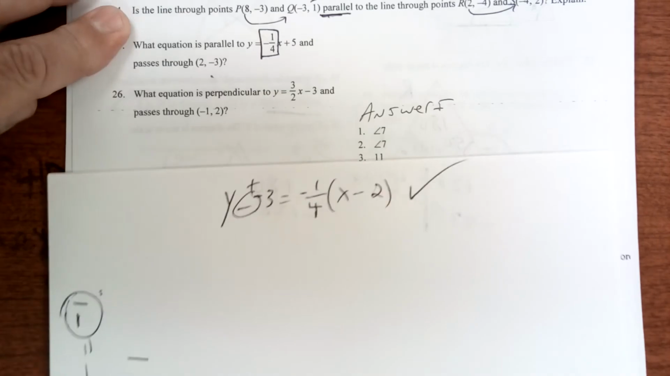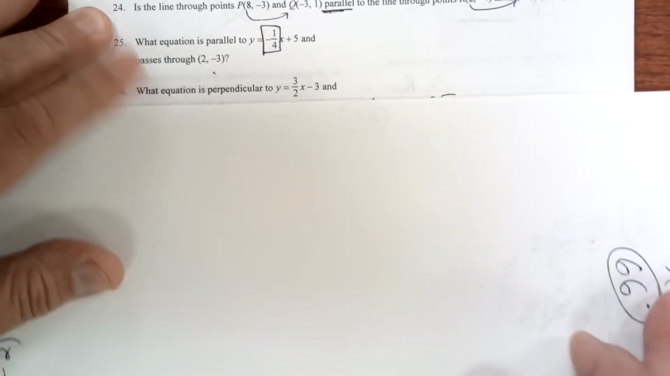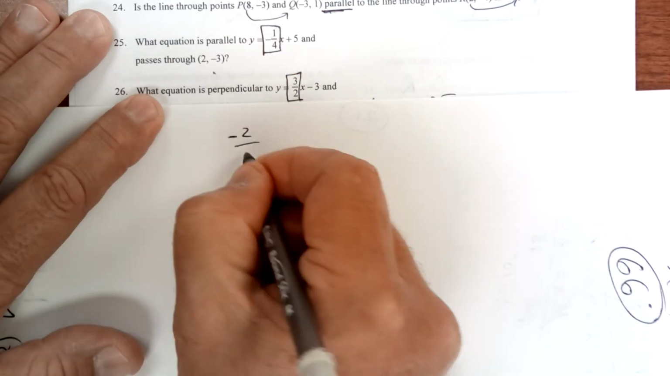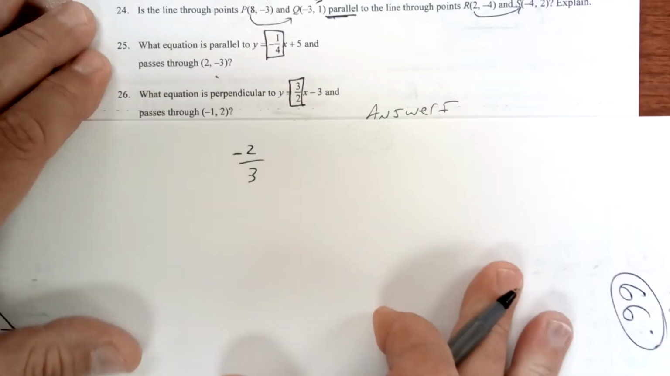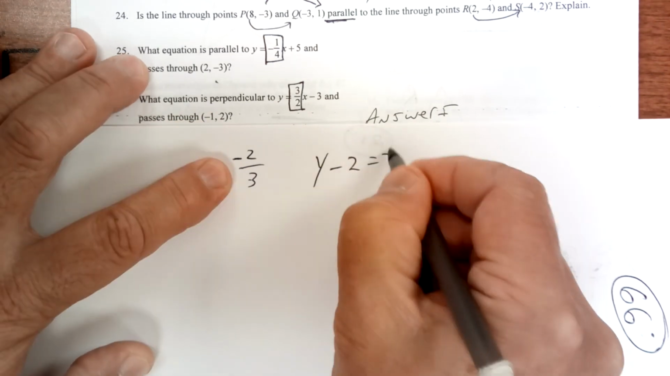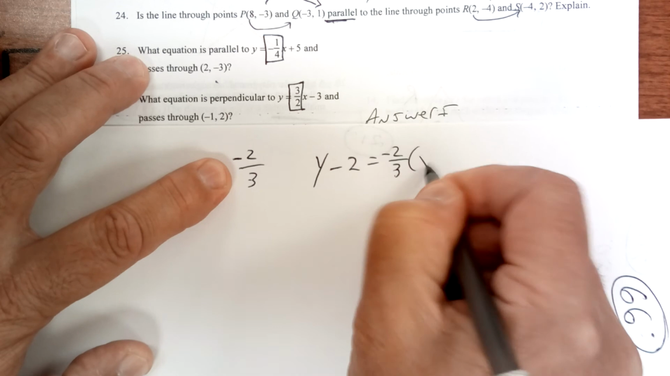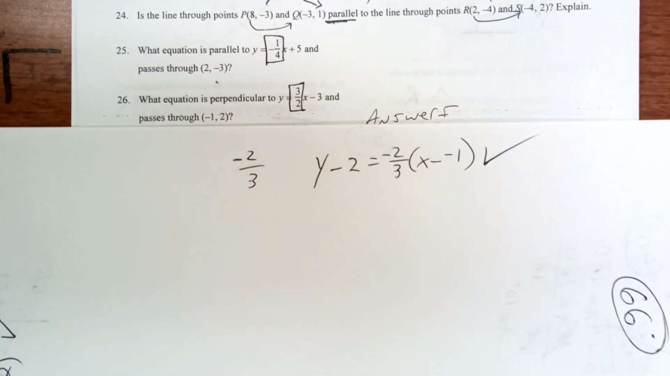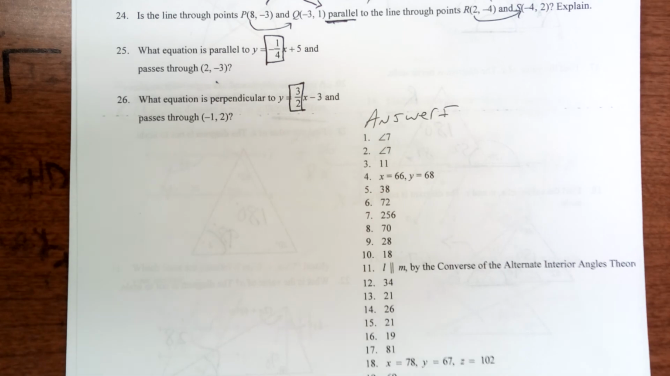This last one right here, they want perpendicular. So you're going to take this and you're going to flip it and change it. So you want negative 2 over 3. So it's going to be y minus my y equals negative 2 over 3, and then x minus my x. That's it. You're done. That's your whole test. It took me 25 minutes, and I had to explain it.